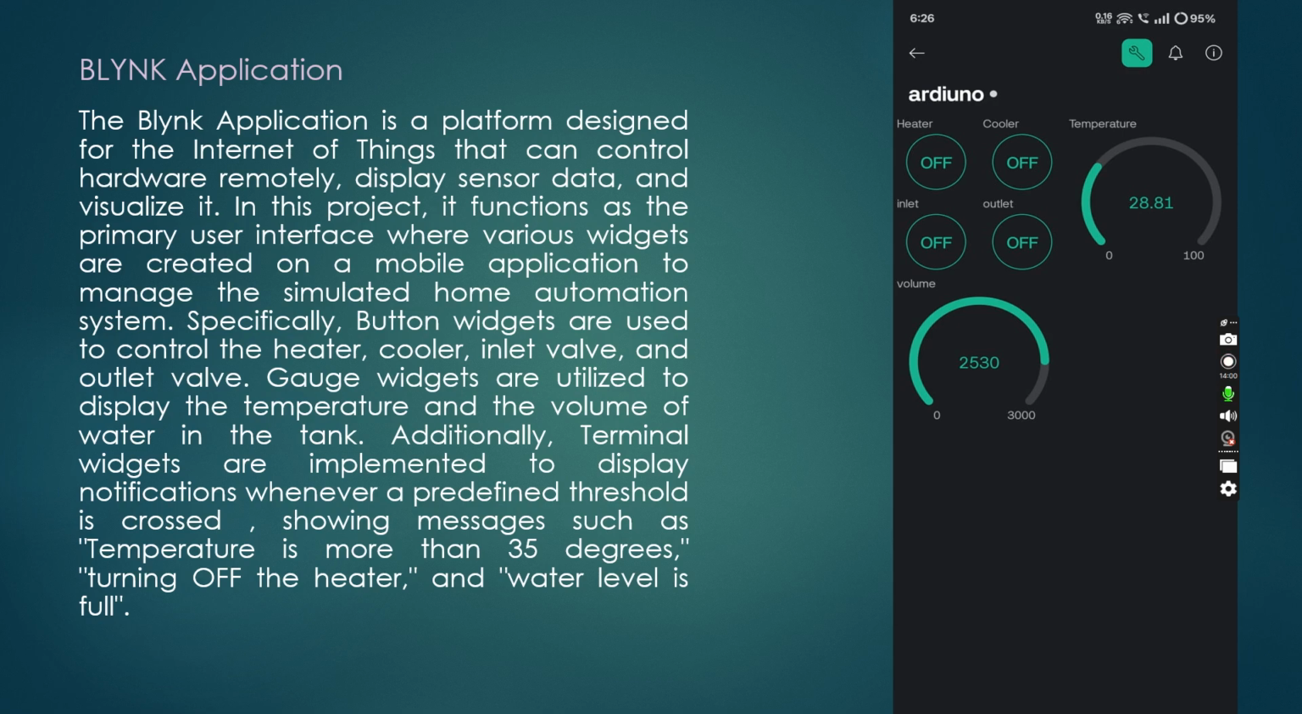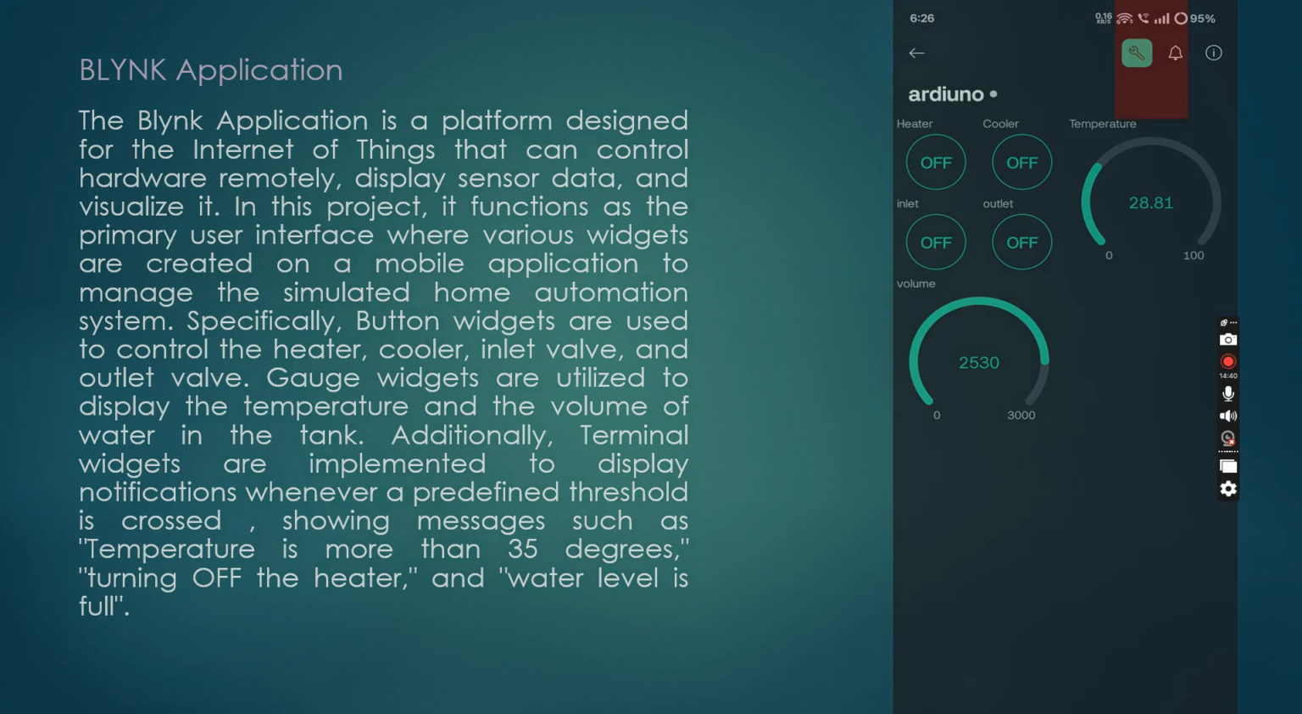Additionally, terminal widgets are implemented to display notifications whenever a predefined threshold is crossed, showing messages such as temperature is more than 35 degrees, turning off the heater, and water level is full. We can see these are the buttons for the heater, cooler, inlet, and outlet. This is a gauge for temperature. This is the gauge for the volume of water from 0 to 3000 liters, and this is the temperature gauge from 0 to 100 Celsius. Like that, we can see in the mobile app the current temperature and volume of the water.